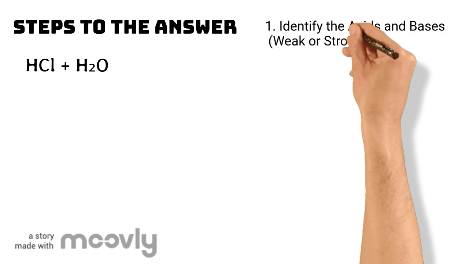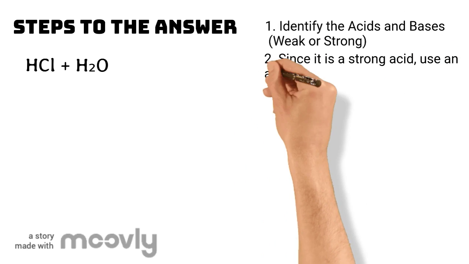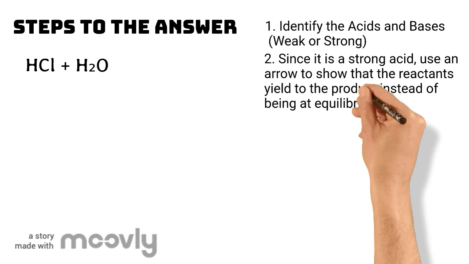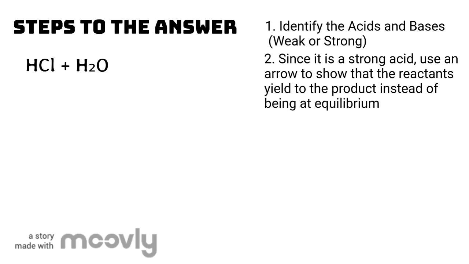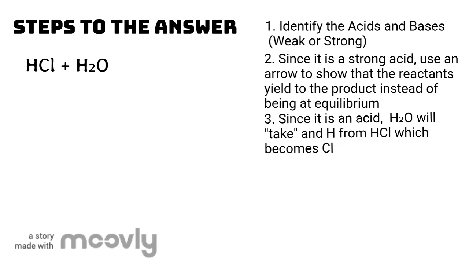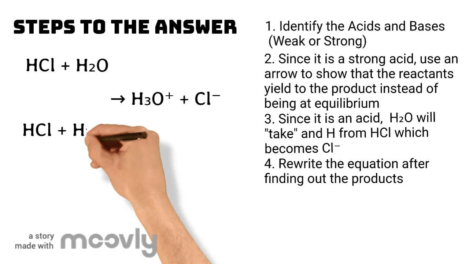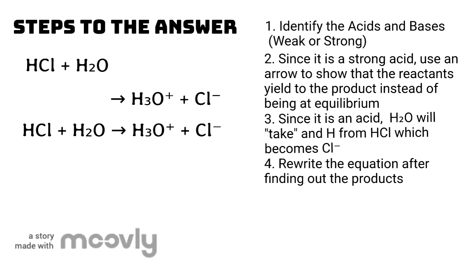These are the steps to the answer, HCl plus H2O. Step 1. Identify the acids and bases and whether they are weak or strong. Step 2. Since it's a strong acid, the arrow must show that it yields directly. So H3O plus Cl minus. Step 3. Since it is an acid, H2O will take H from HCl, which becomes Cl minus. Step 4. Rewrite the equation after finding the products. So HCl plus H2O yields H3O plus Cl minus.